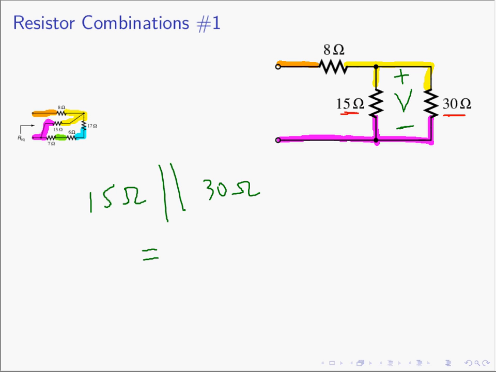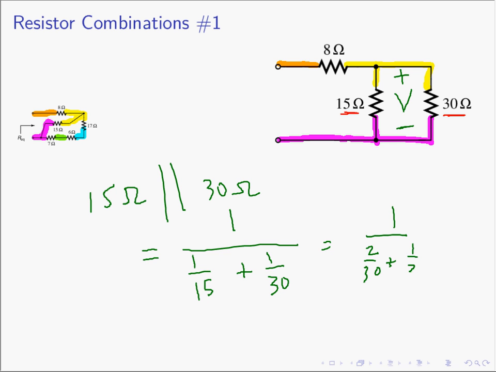And the equivalent resistance of 15 parallel 30 is the reciprocal of the sum of the reciprocals. To simplify that, you get 2 over 30 plus 1 over 30, which is 3 over 30, and we find that's going to be 30 over 3, which is 10 ohms. So I can replace the 15 ohm parallel 30 ohm combination with a single 10 ohm resistor.